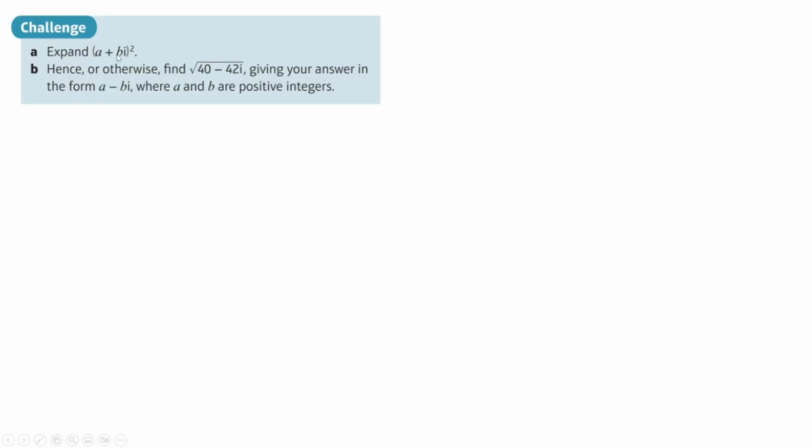So the first question is this. Expand this. Well, you could just write it out as a double bracket. And you've got a squared plus 2abi plus b squared i squared. i squared is defined to be minus 1, so that's just minus 1, and that's your answer.